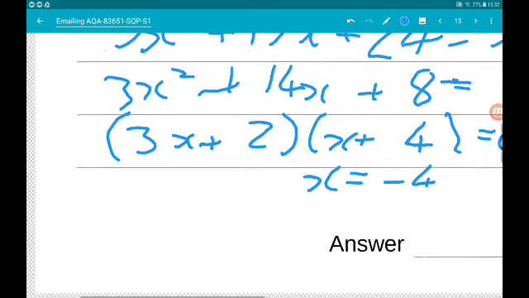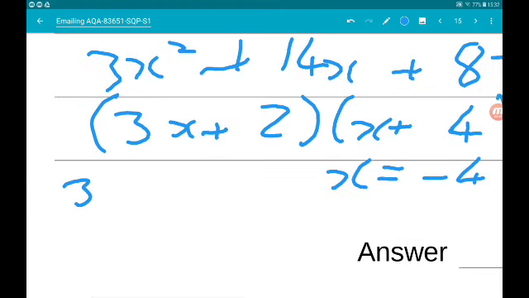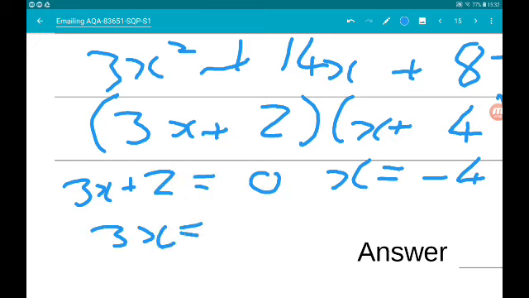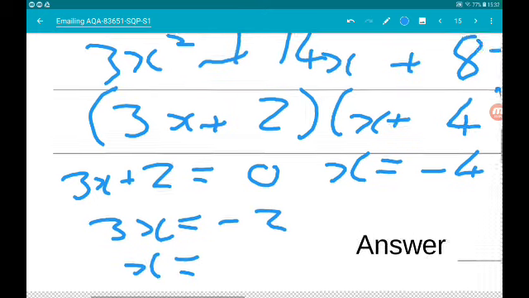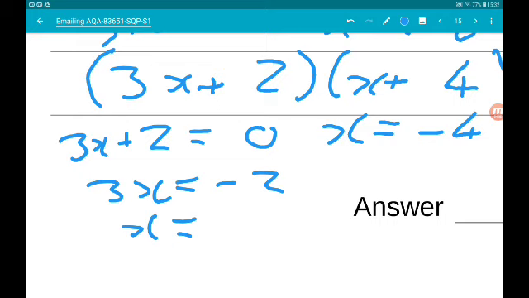Okay, so the right hand bracket tells us what we already knew, x is minus 4. First bracket tells us that 3x add 2 is equal to 0. 3x is equal to minus 2, so x is equal to minus 2 thirds. So that is the x coordinate at B.